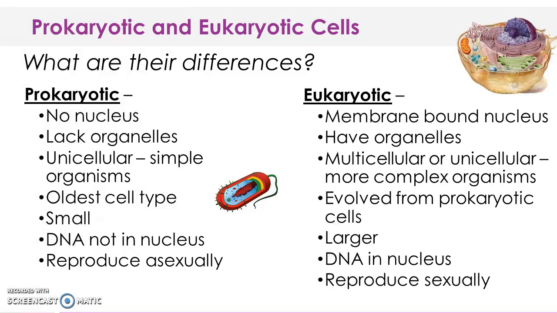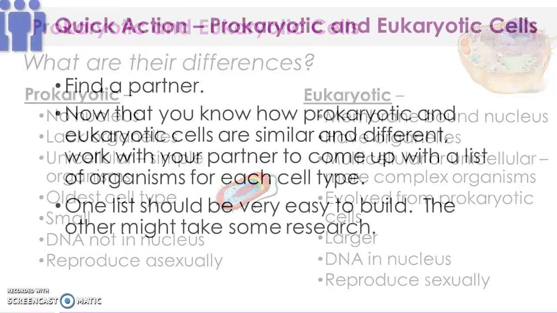Since prokaryotic cells are only unicellular, they're going to be much smaller than eukaryotic cells. In a prokaryotic cell, they do not have a nucleus, so the DNA is not found in a nucleus, it is just found within the cell, while in the eukaryotic cell, the DNA is located inside the nucleus. And finally, in terms of reproduction, since prokaryotic cells are always going to be found in simple unicellular organisms, they reproduce asexually, while eukaryotic cells and multicellular organisms would need to reproduce sexually.